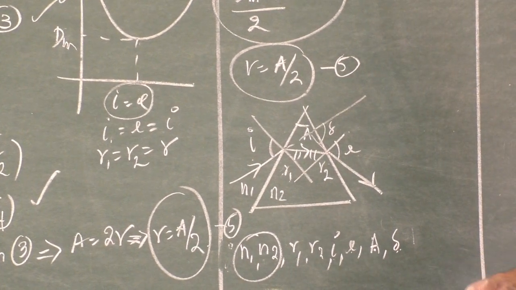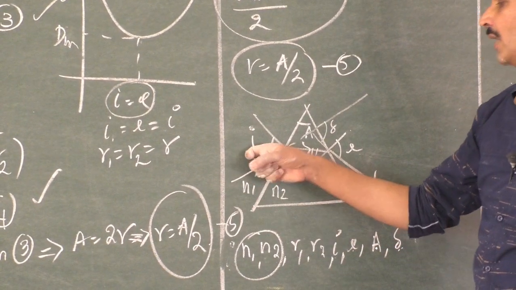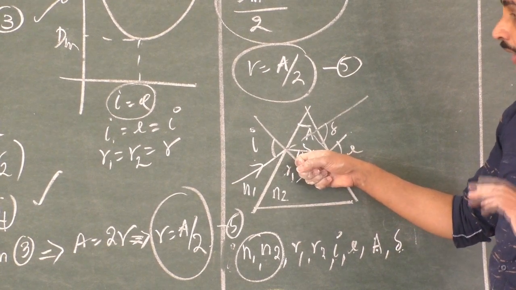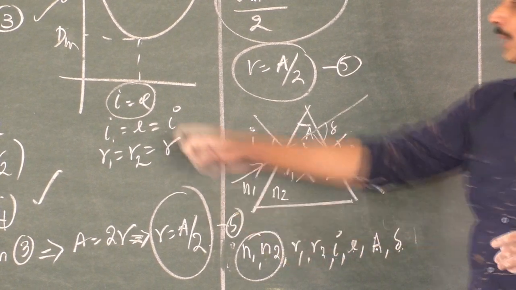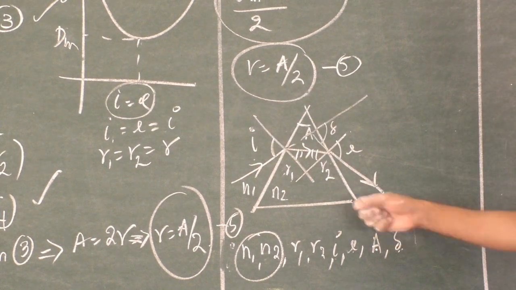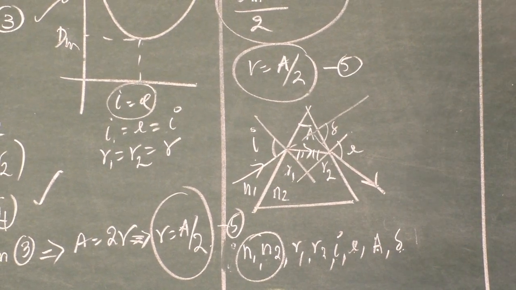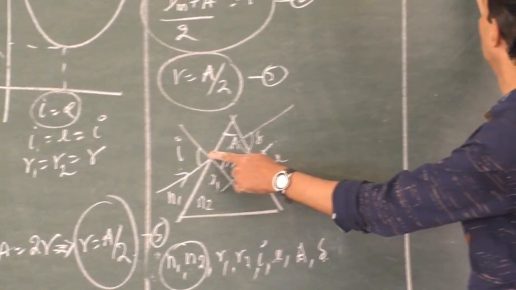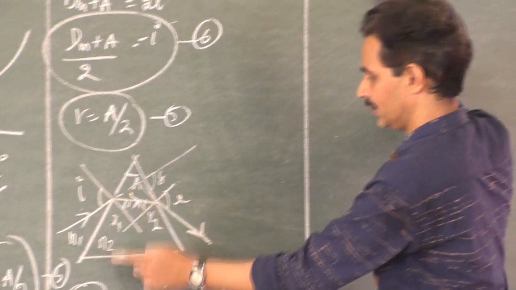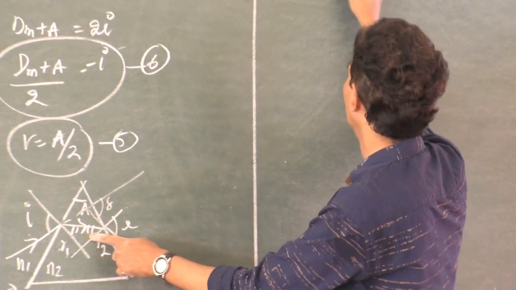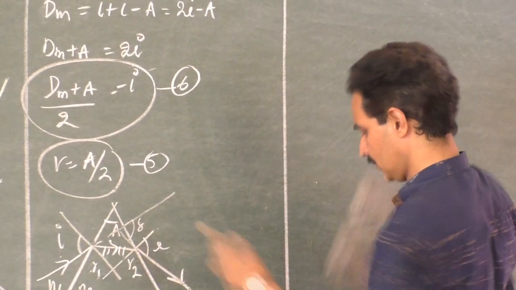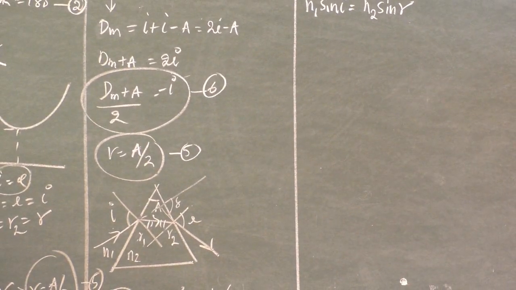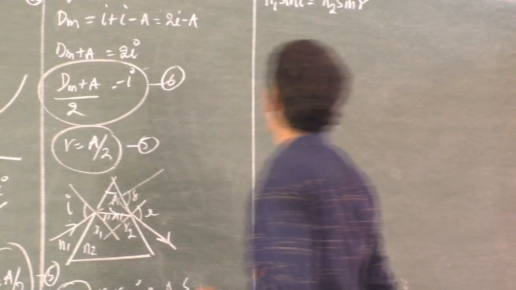How to bring them, sir? Very simple. Refractive index into sine of the angle. Refractive index into sine of the angle. But not in any other position, it is in the minimum deviation position. So shall I apply this? I think I can write here. Yes, N1 sine I is equal to N2 sine R. Correct? N1 sine I is equal to N2 sine R.